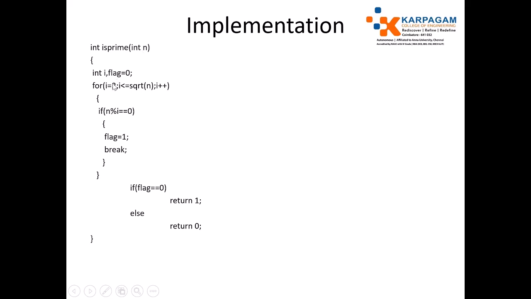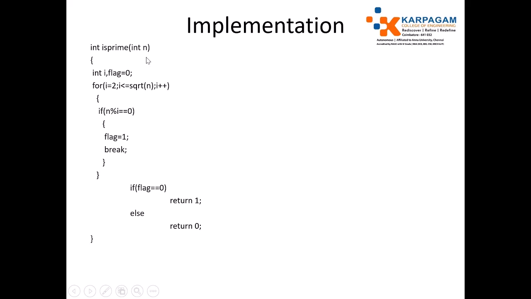We need to iterate from 2 to the square root of n. The first approach is to start from 2 to n. Here I have used an efficient approach for checking whether the given number is prime or not. We can iterate from 2 to the square root of the number itself.